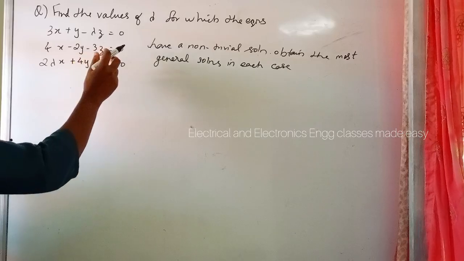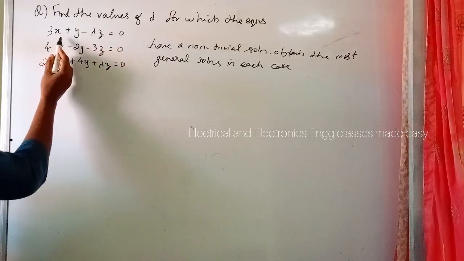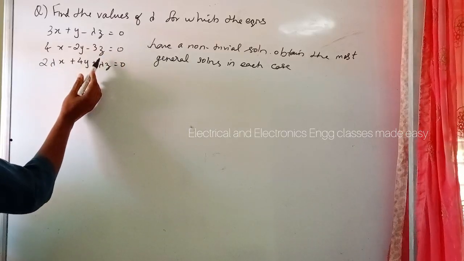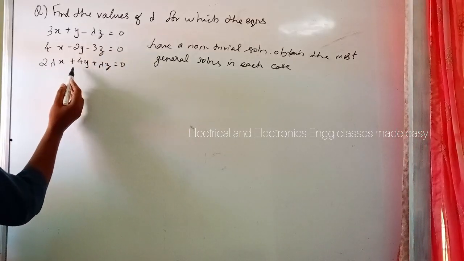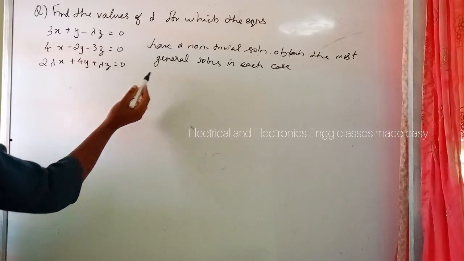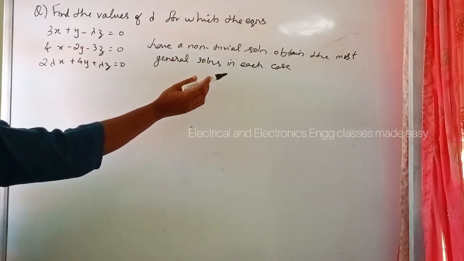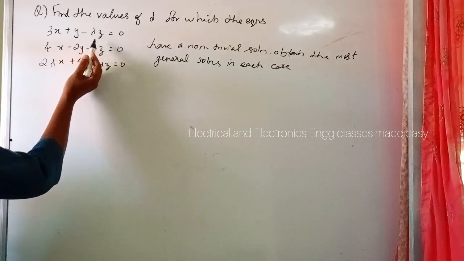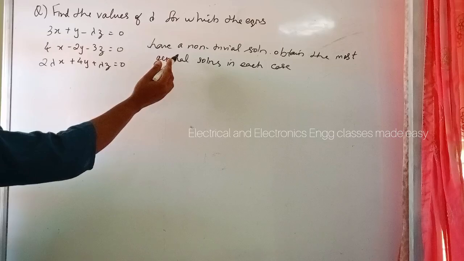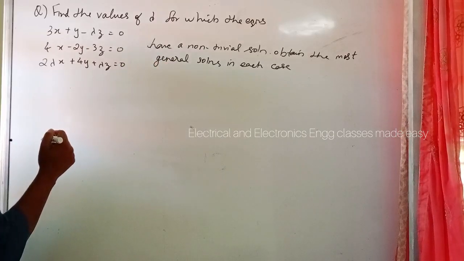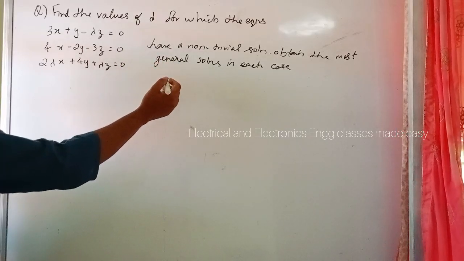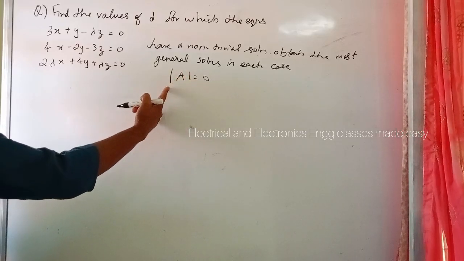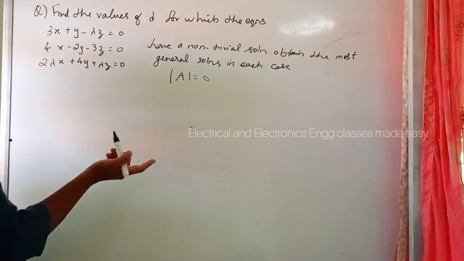Next question is, find the values of lambda for which the equations 3x plus 4y minus lambda z equal to 0, 4x minus 2y minus 3z equal to 0, 2 lambda x plus 4y plus lambda z equal to 0 have a non-trivial solution. Obtain the most general solutions in each case. So here we have to find the value of lambda, and it is given that it has a non-trivial solution. So for a non-trivial solution, we have determinant of A is equal to 0. That is, determinant of the coefficient matrix is equal to 0.